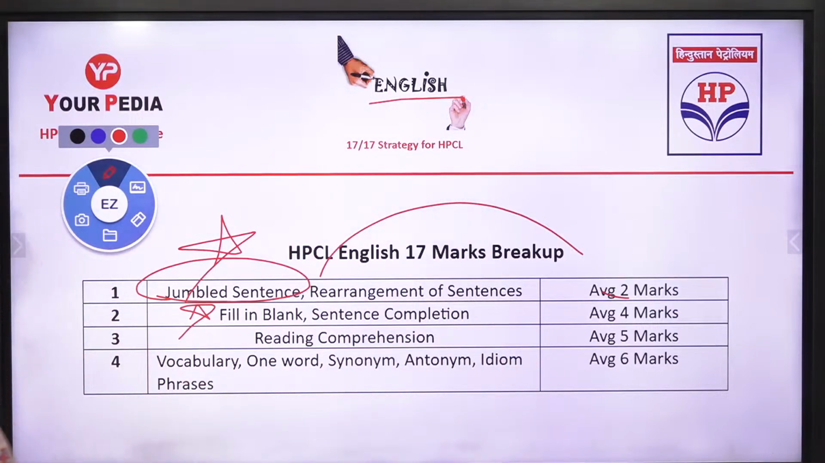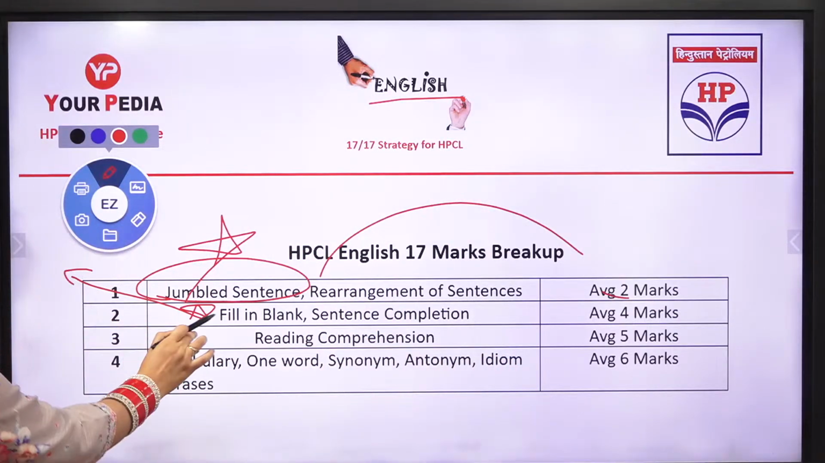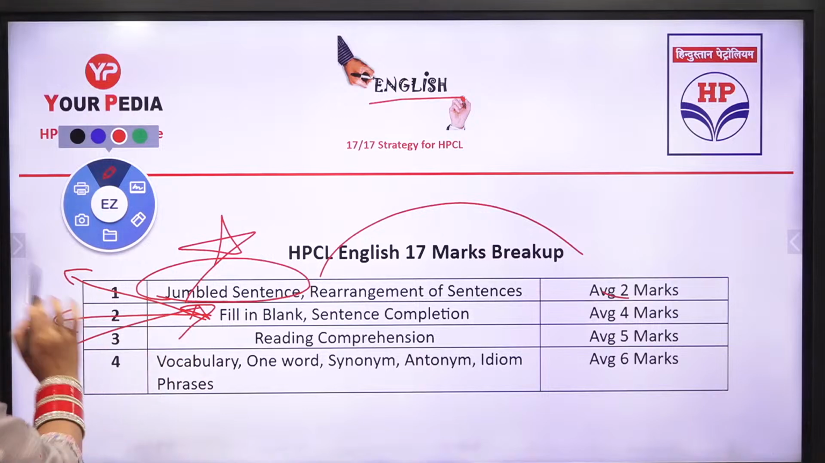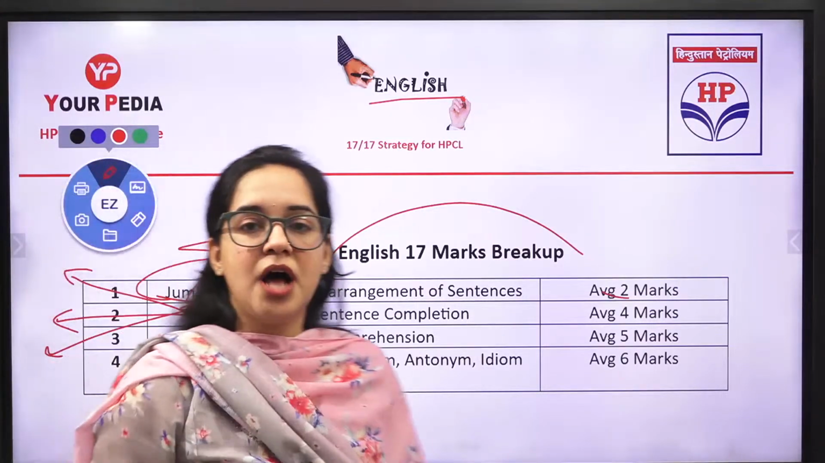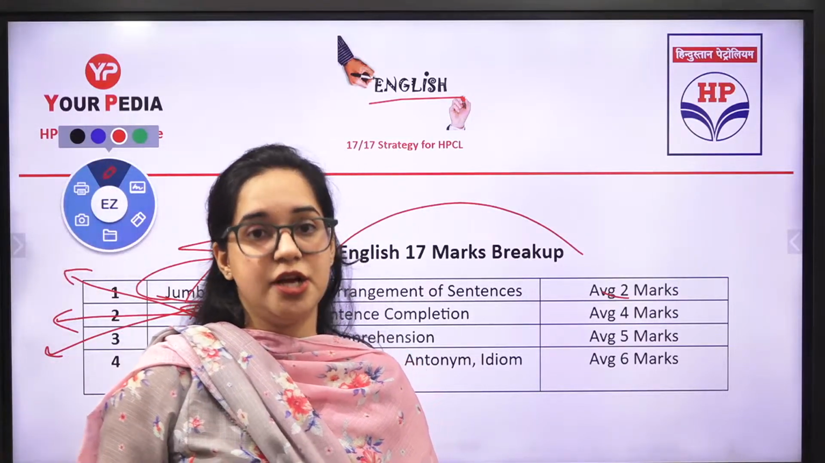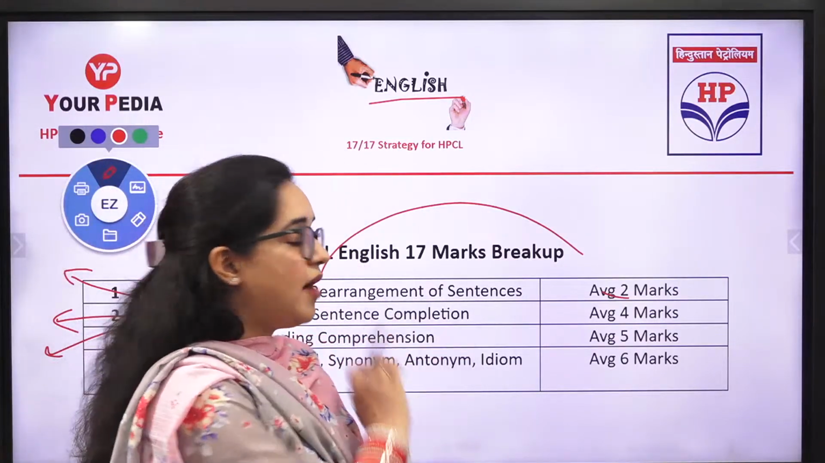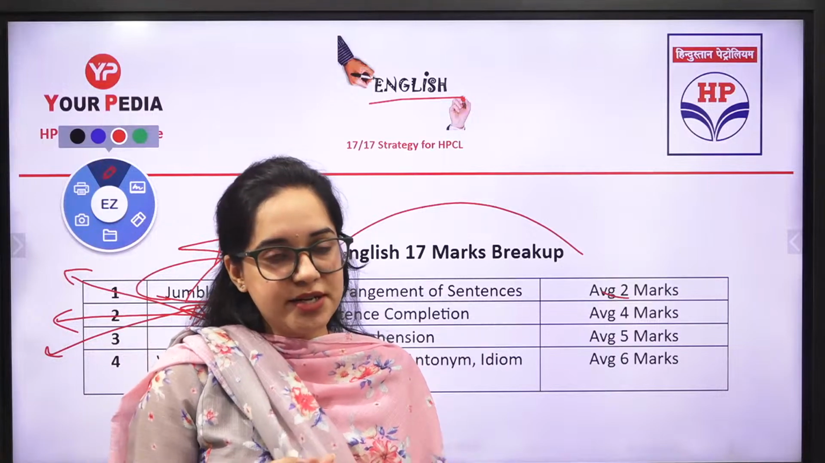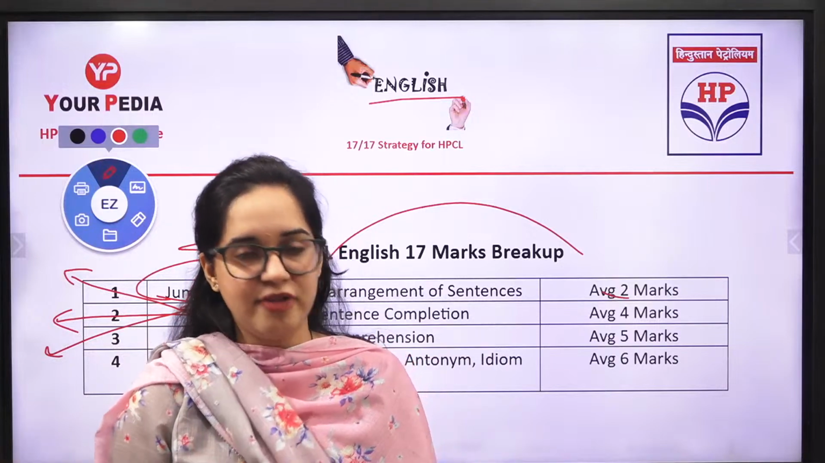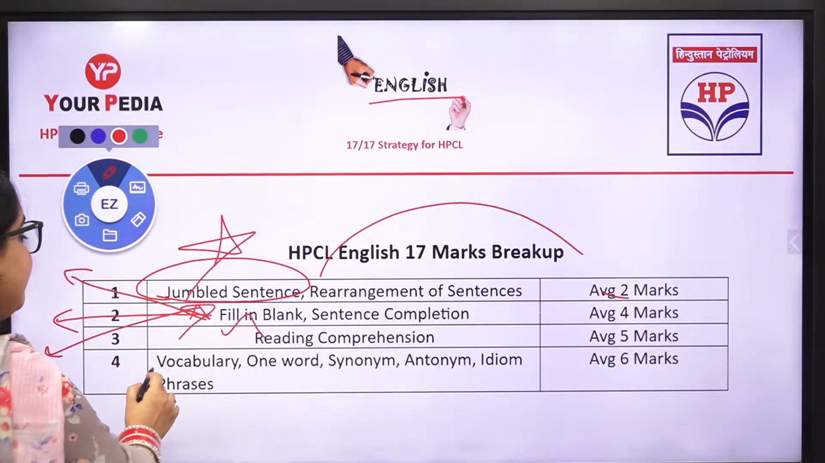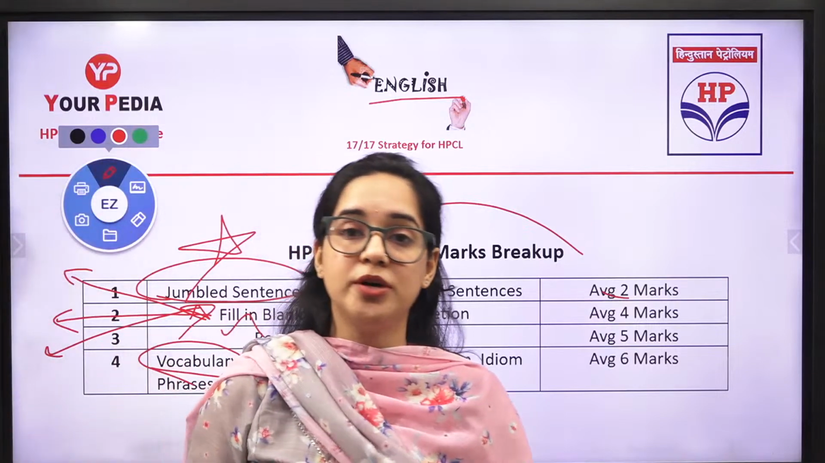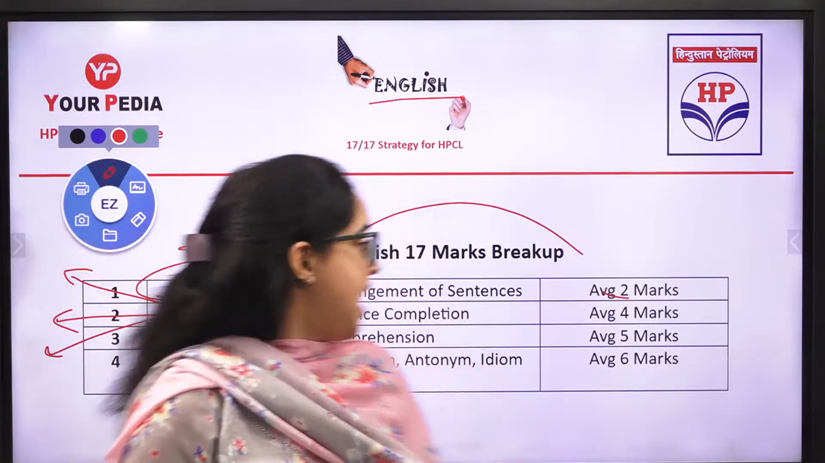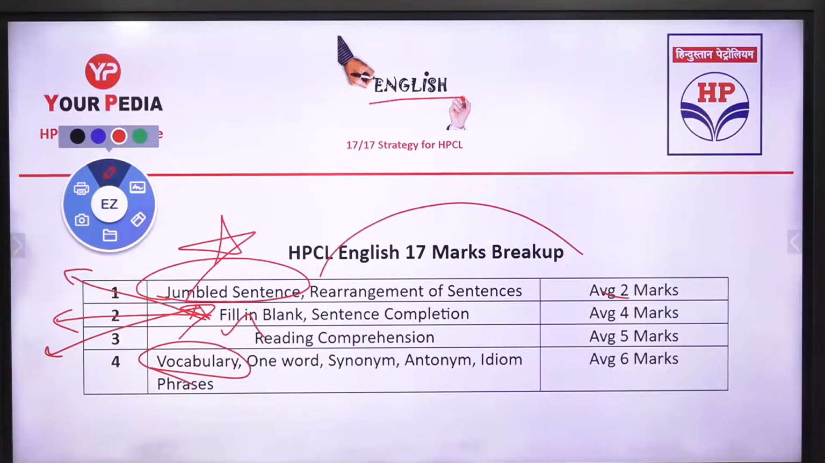This will be 4 marks, and these are based on prepositions, tenses, and some generic verb or adjective usage. RCs: in one paper the RC came for 7 marks, in one for 5 marks, and in one for 4 marks. So for the distribution, I have taken an average of 5 marks in the RC. And then vocabulary. Vocabulary is divided into 3 levels: one word substitution, idioms and phrases, and synonyms and antonyms also.